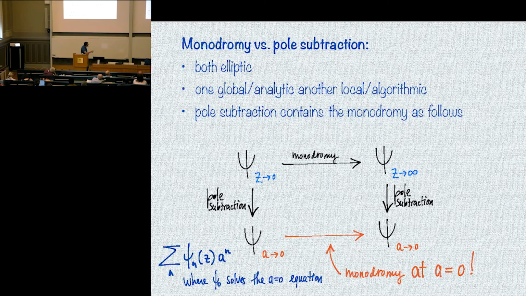Like the monodromy, but now we're asking what's the monodromy of this function as z goes from 0 to infinity? Well, it's the same as the monodromy of just psi of z, but psi of z solves the a equals 0 equation. So the bottom line in this argument is just the monodromy at the value when a equals 0. So it's essentially a trivial thing in many examples of interest.